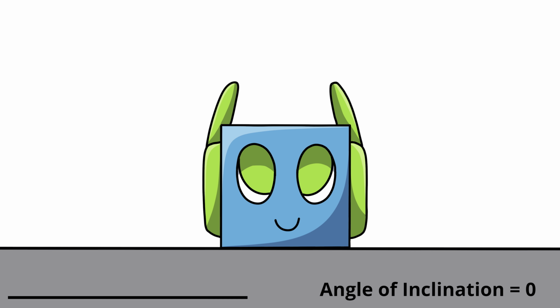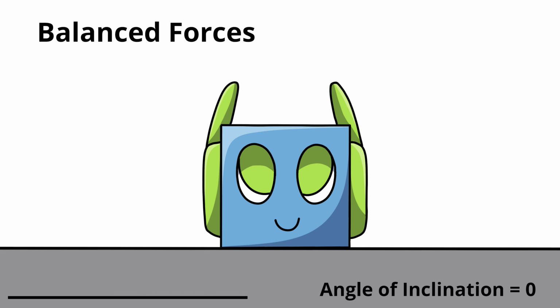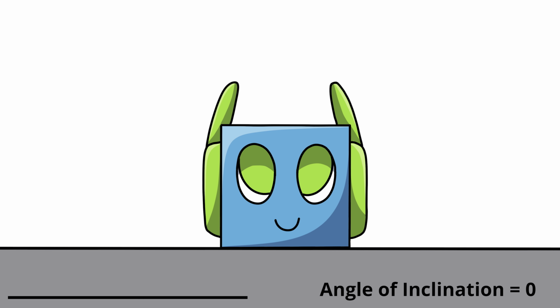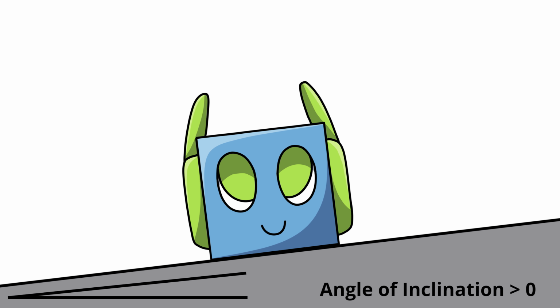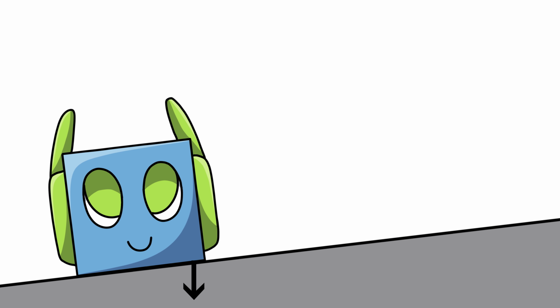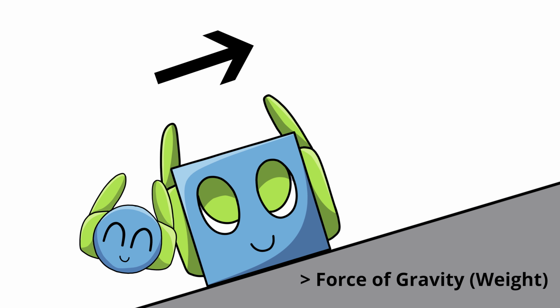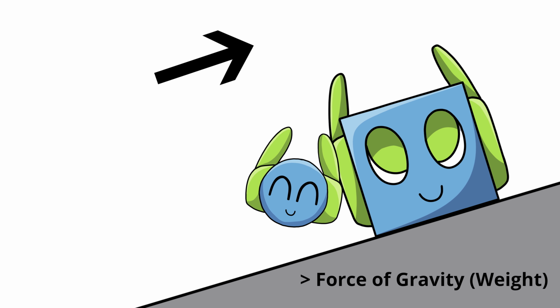In order for an object to stay in place, the force you apply to it would need to equal the same downward force as gravity. This is an example of balanced forces. However, if we tilt this plane, the cube will start moving downwards along the slope. This is because the force of gravity, or weight, is acting upon the cube in a downwards direction, so it slides downwards. The greater the angle of inclination, the steeper the slope, and the harder it is to push something up it. You have to exceed the force of gravity in order to push an object upwards.